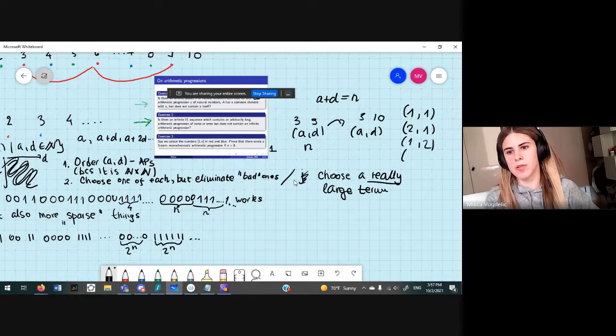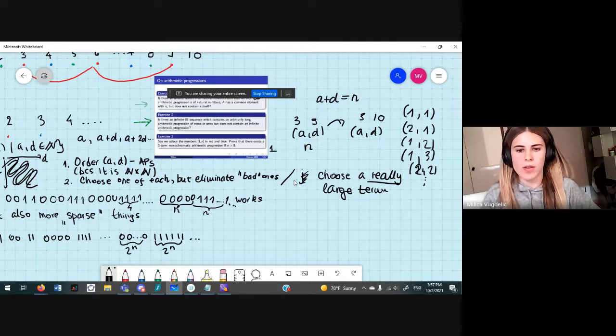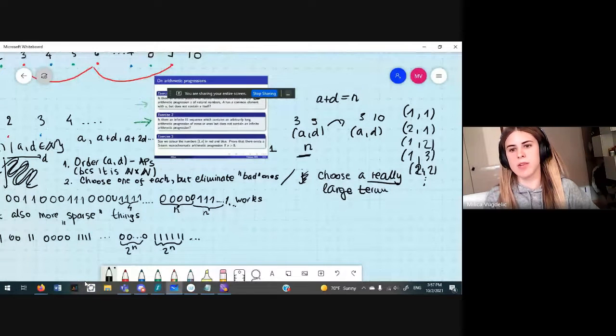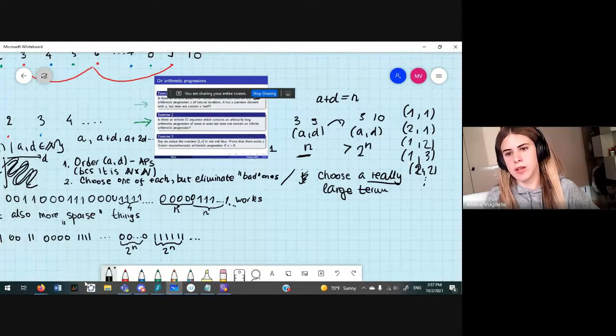And then for the sum 4 it would be 1, 3, 2, 2, stuff like that. But that ordering doesn't matter. Just choose a really large one. So if this one was of size n, you would want the next one to be larger than 2 to the n.